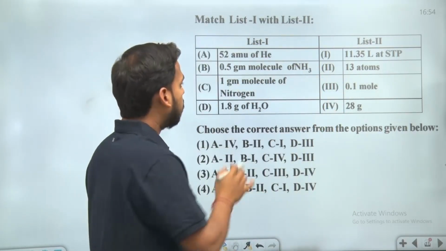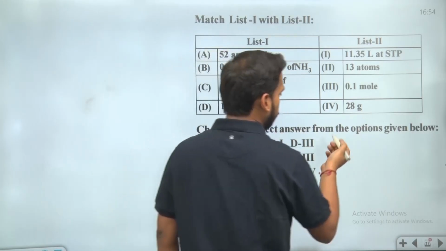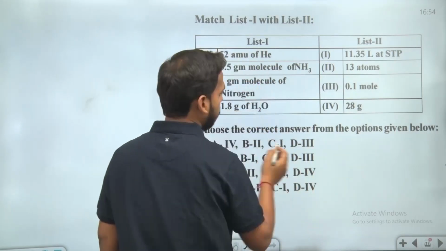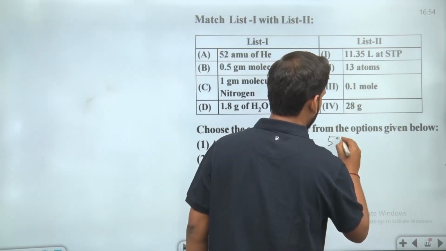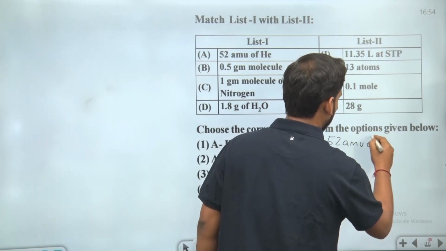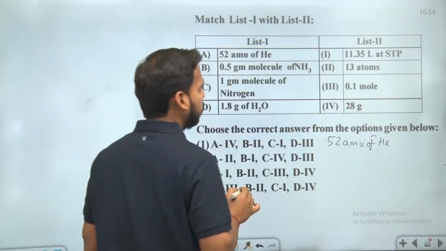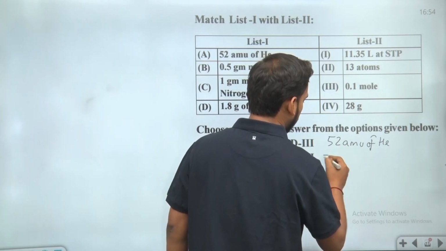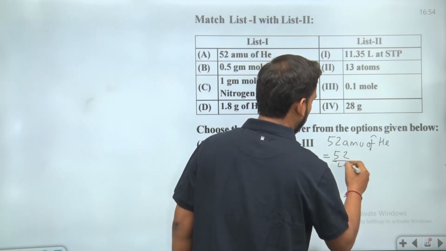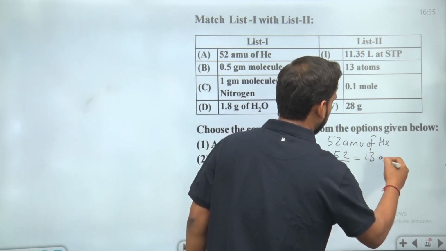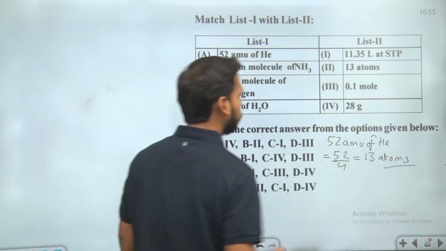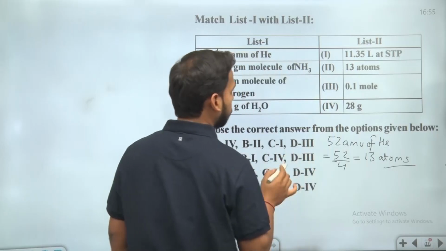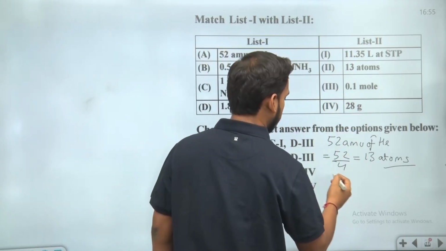Okay, so 52 AMU of helium. If we calculate the number of atoms in that, what is the molecular mass of helium? It is 4. So 52 divided by 4 comes out to be 13 atoms. So A will match with the second.